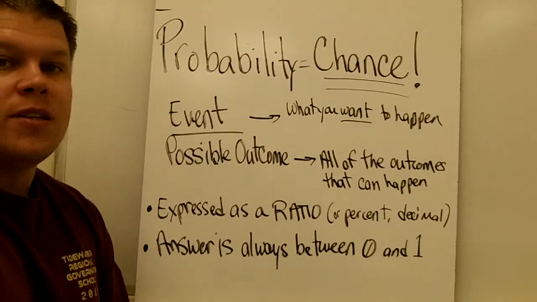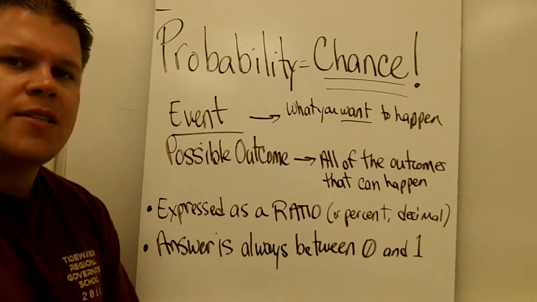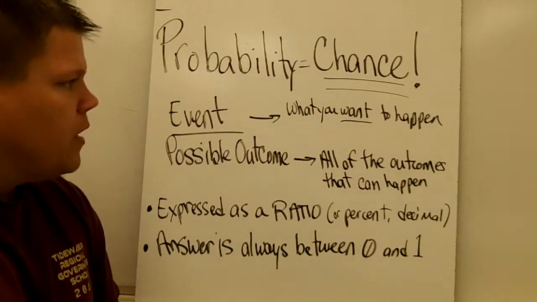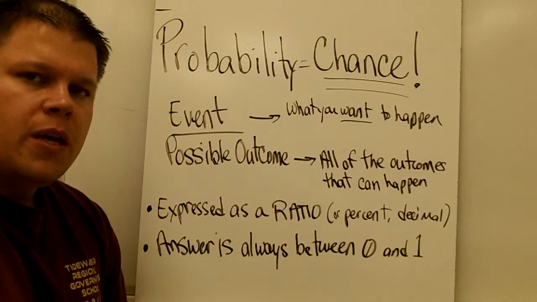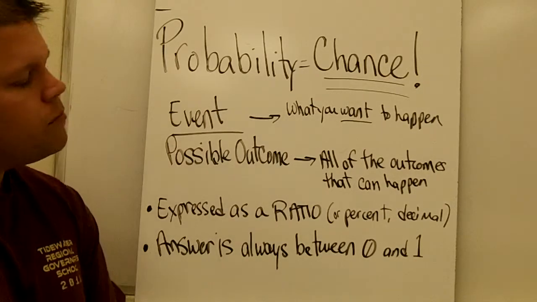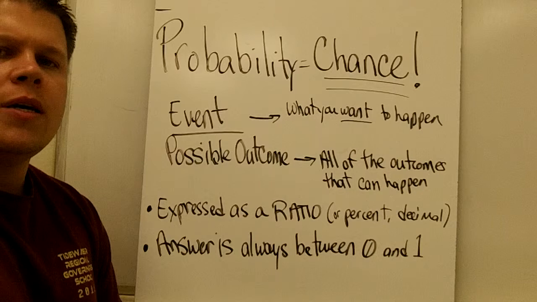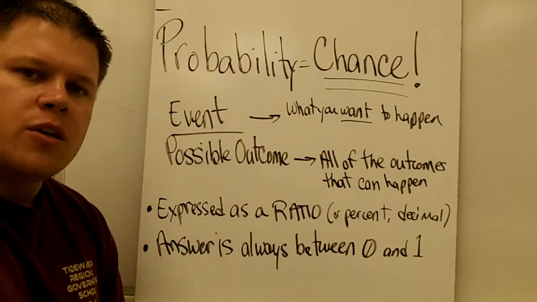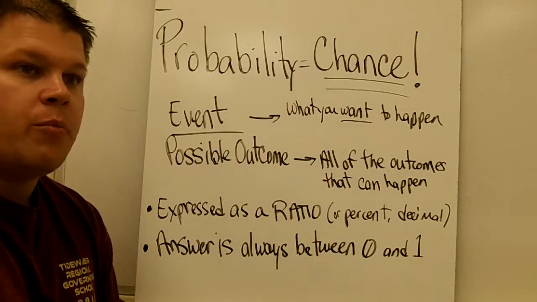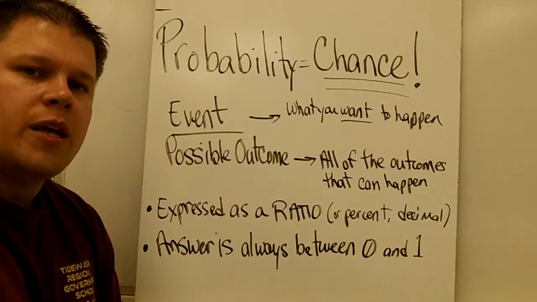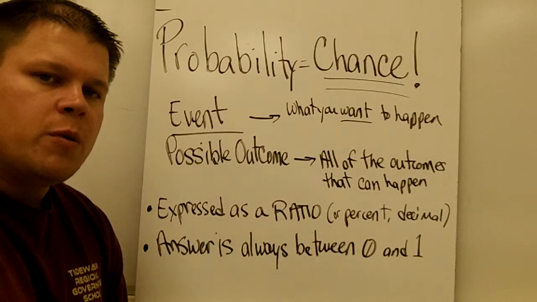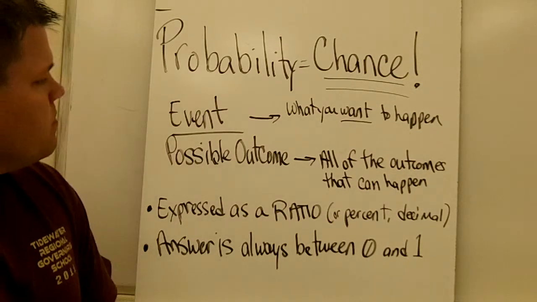We're talking about probability today. Probability is a chance that something is going to occur, and it's expressed as a ratio. It is always a value between 0 and 1. So it can be a percent, it can be a ratio, it can be a decimal, but the value must always be between 0 and 1.